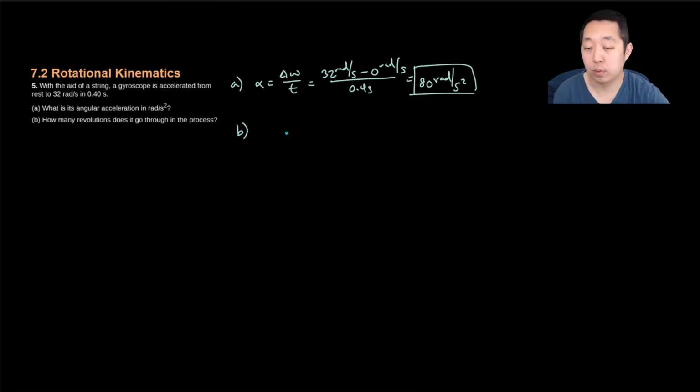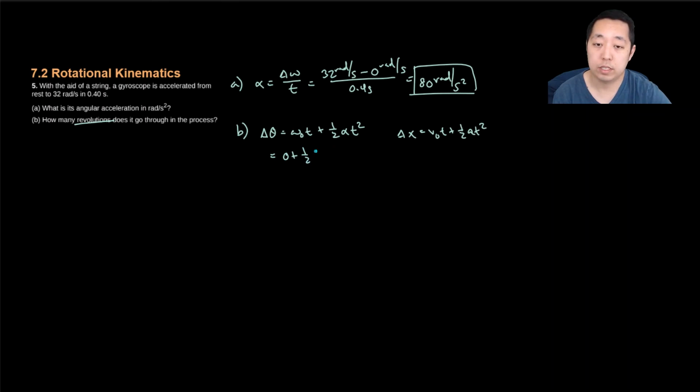How many revolutions does it go through in the process? This is sort of like some rotational problems we've done before, but with revolutions. First, you need to think of the number of angles that it is, so that's sort of like the displacement. The change in angular position is omega naught t plus 1/2 alpha t squared. This is just like the linear kinematic equation, only now we're doing it with the angular. The initial omega is 0 because it started at rest. 1/2, the acceleration is 80 radians per second squared, and it went through 0.4 seconds squared. So it's 0.5 times 80 times 0.4 squared, and that's 6.4 radians.